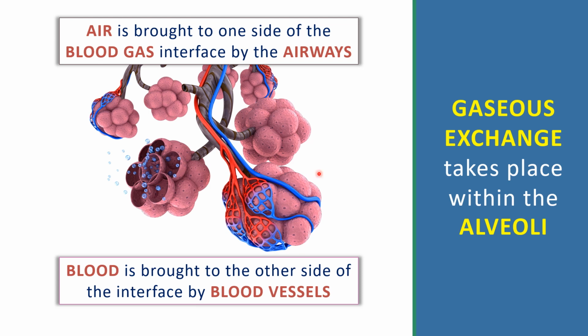Gaseous exchange takes place here within the alveoli. As the fresh oxygen-rich air hits the alveoli, you can see the blood vessels that are wrapped around it. You've only got a cell of blood vessel and a cell of lung tissue, and it's got to be like that so that you can get very rapid gaseous exchange. So this is where it all happens. Air is brought to one side by the airways, and blood is brought to the other side by the blood vessels, and that's where the gaseous exchange takes place.